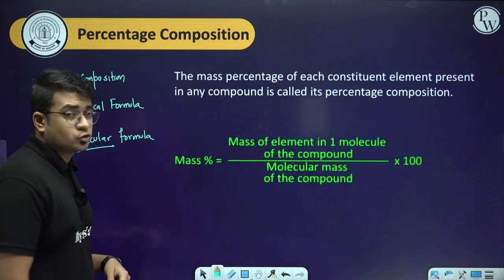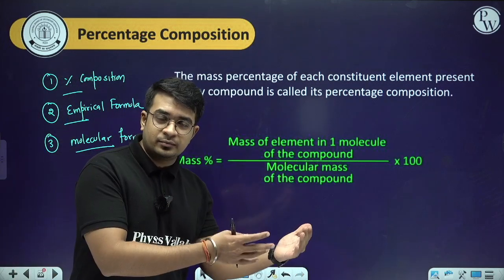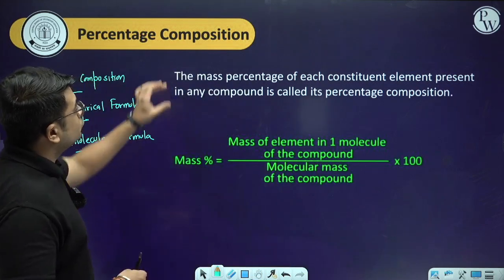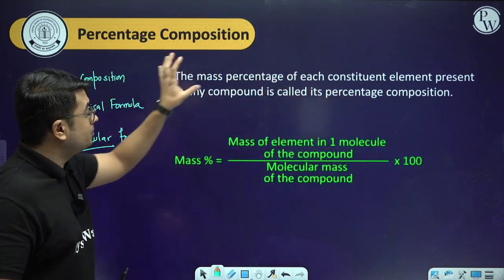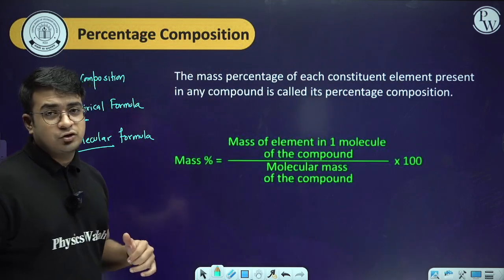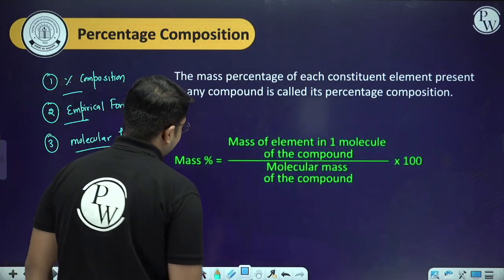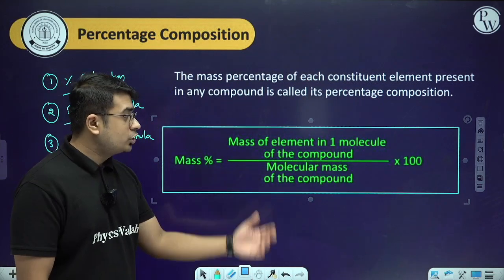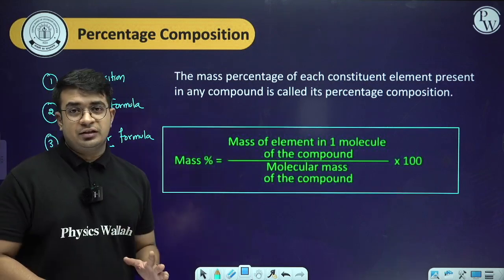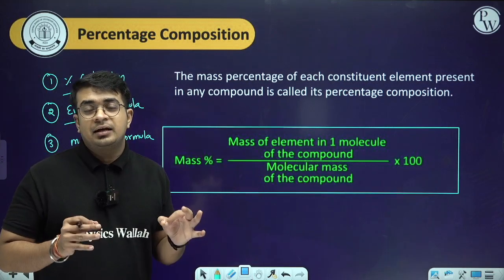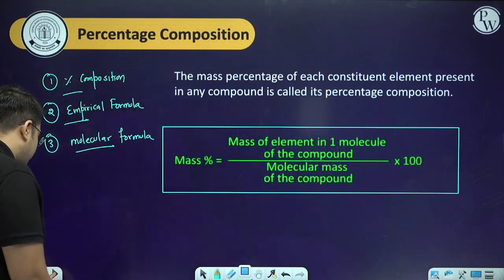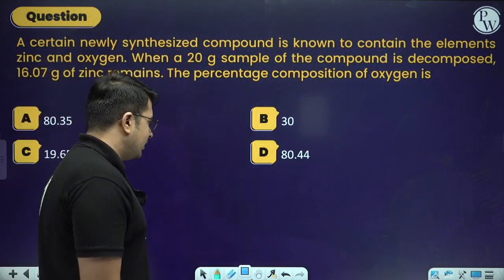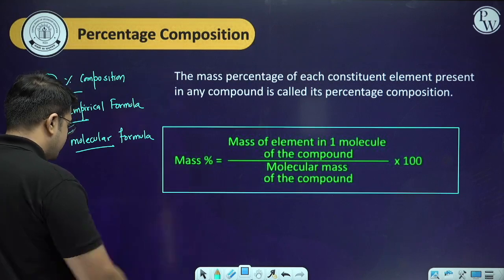That's the same meaning of percentage composition, but in this case I am not talking about the number of pens or pencils. I am talking about the mass of that particular atom. The mass percentage of each constituent element in a compound is known as its percentage composition. And the formula is very easy: the mass percentage of any component is the mass of the element in one molecule of the compound divided by the total mass of the compound, multiplied by 100. As simple as that. Can we solve certain questions? Yes, very easily. This question is already given, but before that let's analyze certain questions related to this percentage composition.